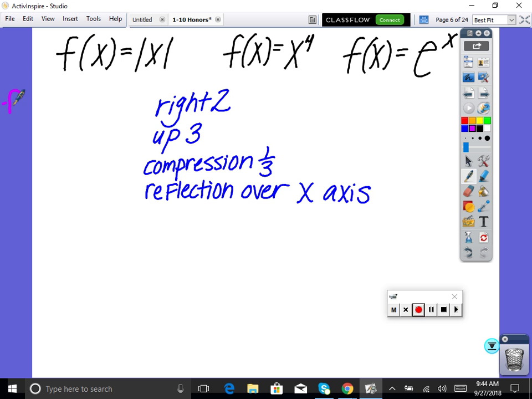So you'd say, okay, so f of x is equal to, I start with my shifts left and right, so I have an absolute value function. And then it's right 2, so that'd be x minus 2. And then it's up 3, so plus 3. And then it's a compression of a third, so that's times a third in front of the function. And then a reflection over the x-axis, that would be a negative in front multiplied with my a, right? Easy.